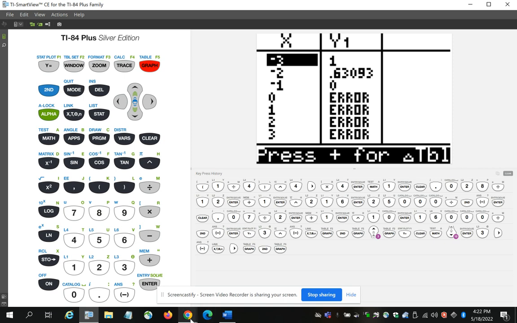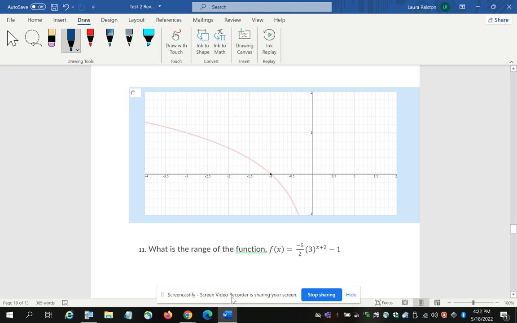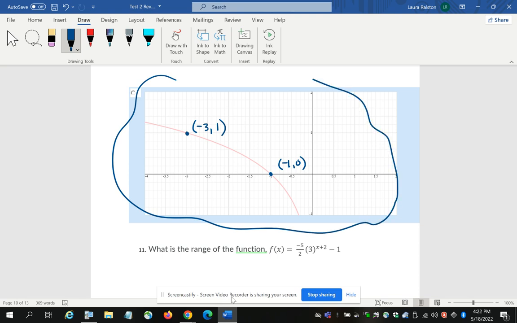So let's see. I have negative 1, 0, and I also have negative 3, 1. So this one actually works, so it's this. Now, had this one not worked, you do have the choice here of none of these.